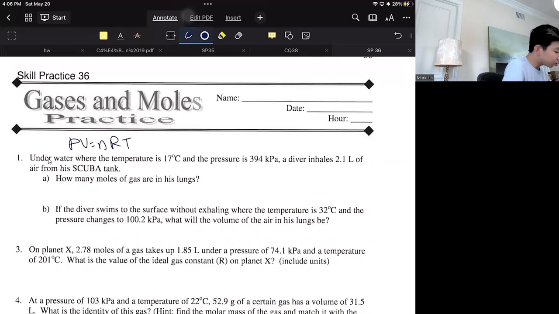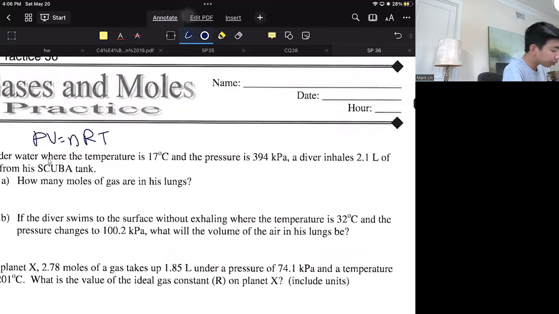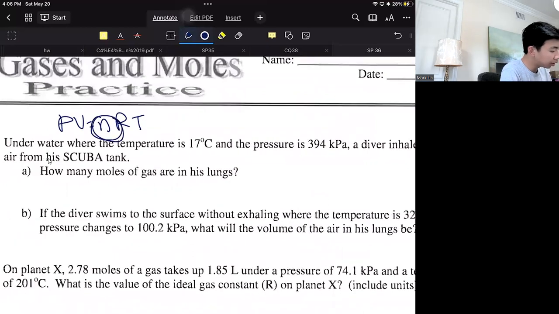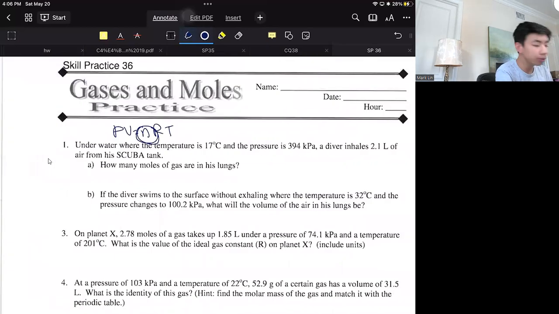So how many moles of gas are in his lungs? That's going to be n, the thing we're going to find. So let's plug in P, V, R and T. The pressure is going to be 394. Volume is 2.1. n is what we're trying to find.